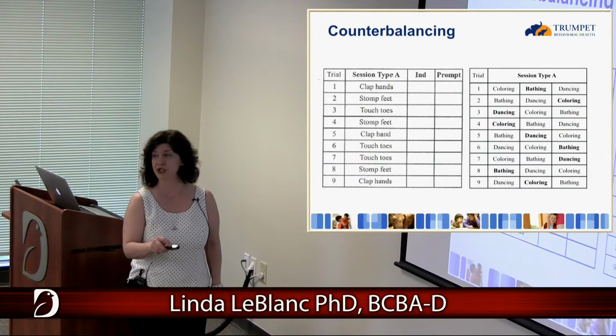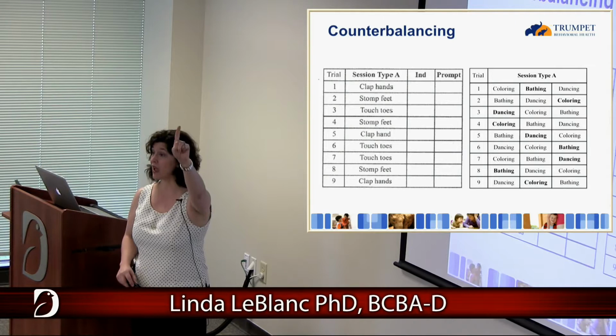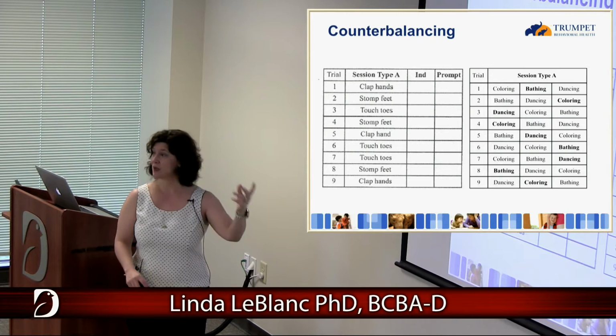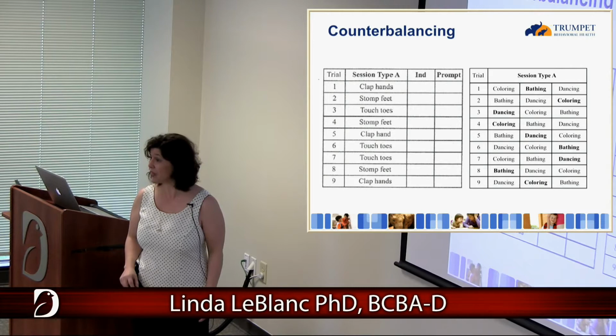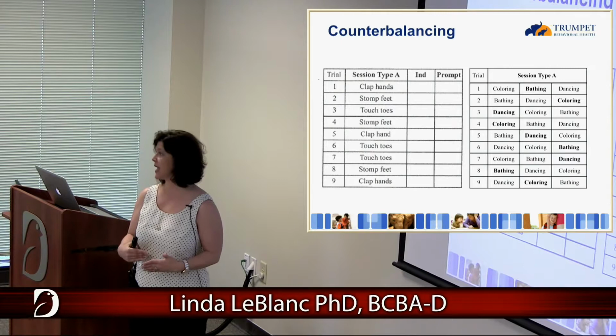So what you'll see is coloring shows up on the left side 3 times. It is the correct one in the left position exactly once. Bathing shows up on the left side 3 times. It is correct on the left side exactly once. Similar with dancing, similar for each position. You can't make that up on the fly, but you can look at the sheet and do coloring, bathing, dancing, prepare my stimuli and say bathing. Make it easy to do this counterbalancing correctly.